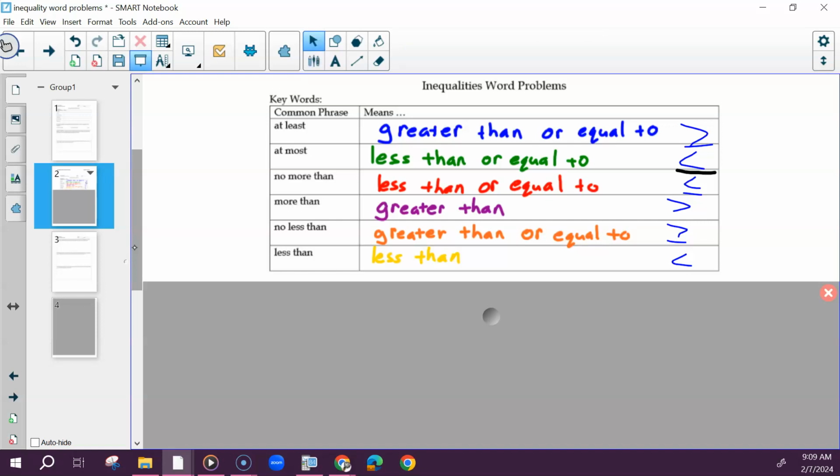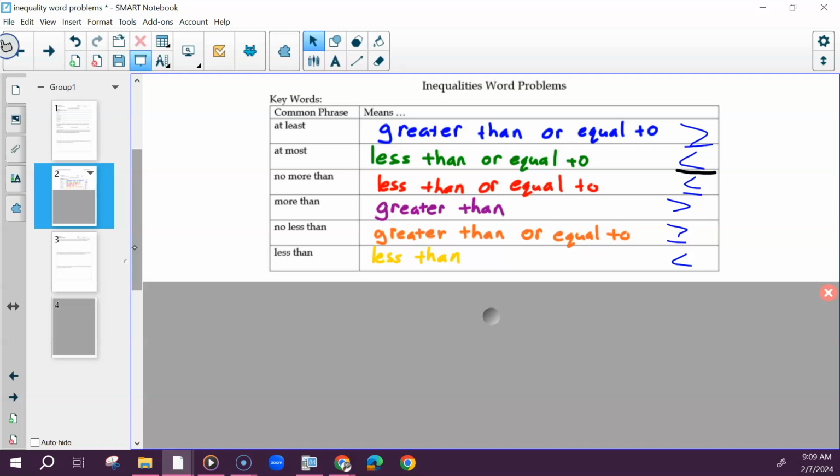So at least is greater than or equal to. So I could say, if I'm trying to make money, I want to make at least $50 today. I mean, my goal is $50. I can make more than that, but I don't want to make less than that. At most is less than or equal to. So that would be, I have at most $100 to spend at the store. I can't spend more than what I have.